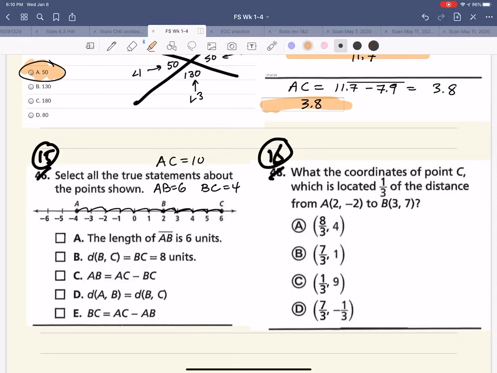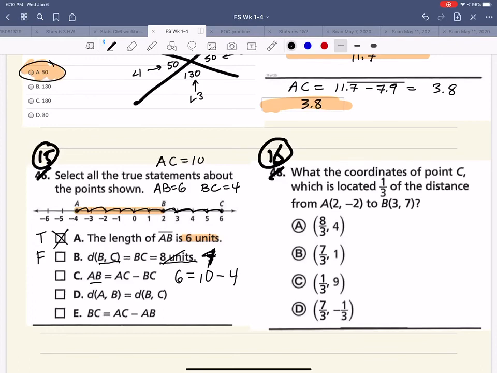So the question says, is AB going to be 6? And I say yes. Is the distance between B and C going to be 8? No. False. It is 4. Is AB, so what is AB? 6. AC is 10. BC is 4.